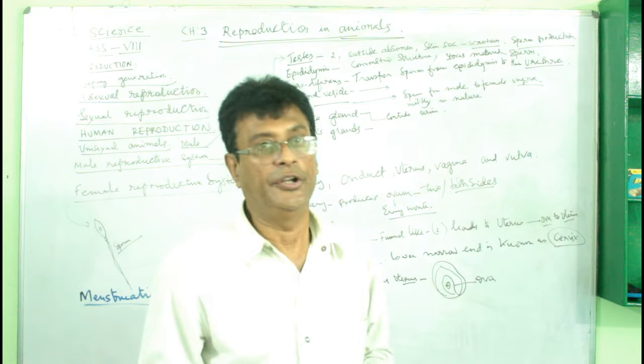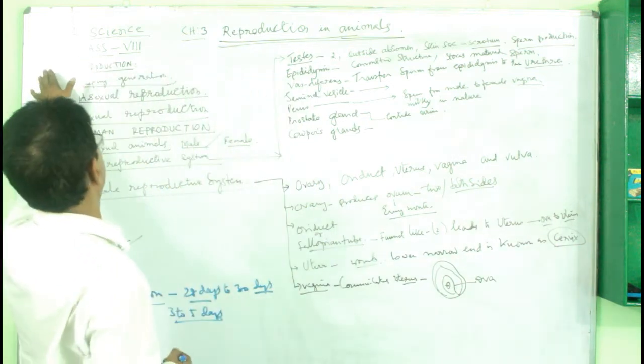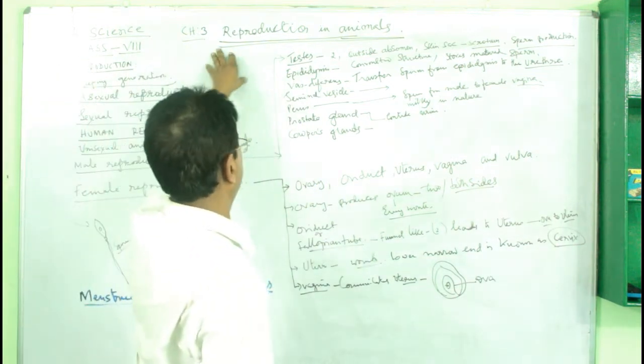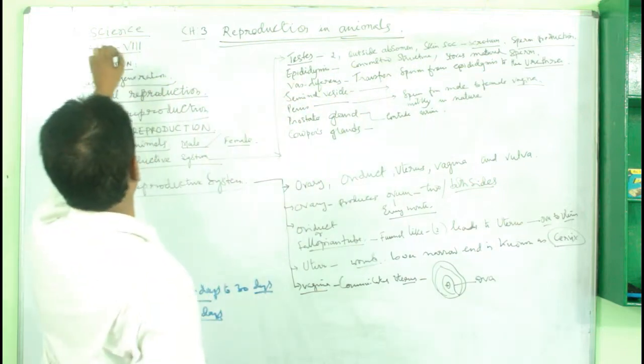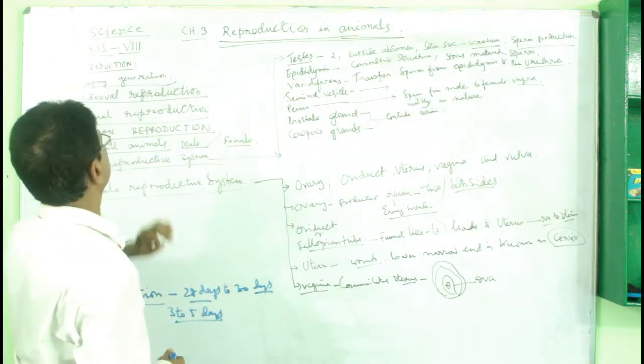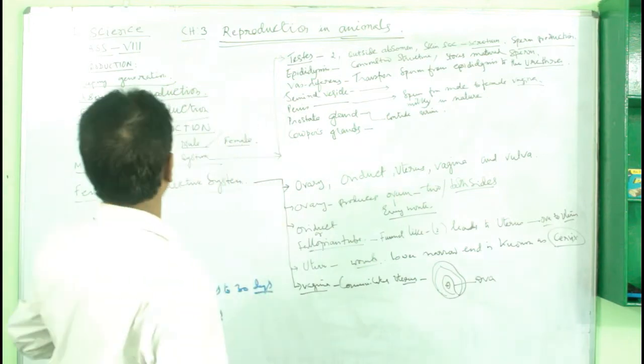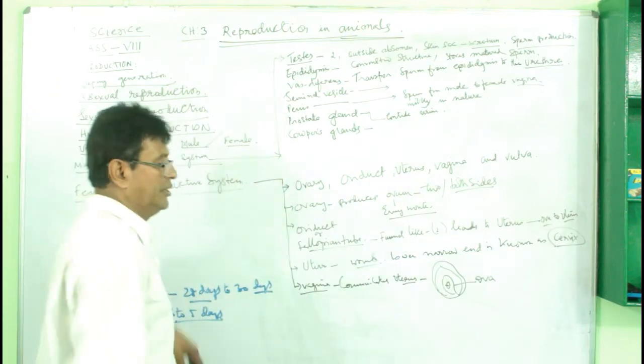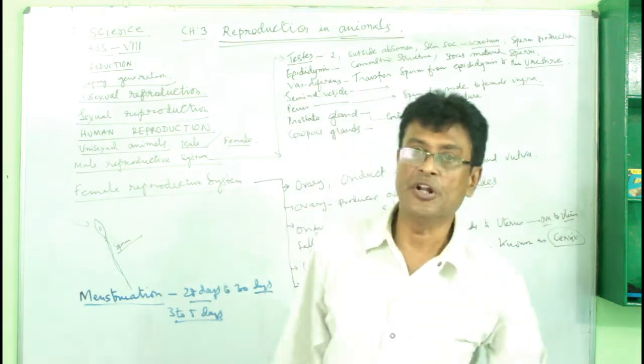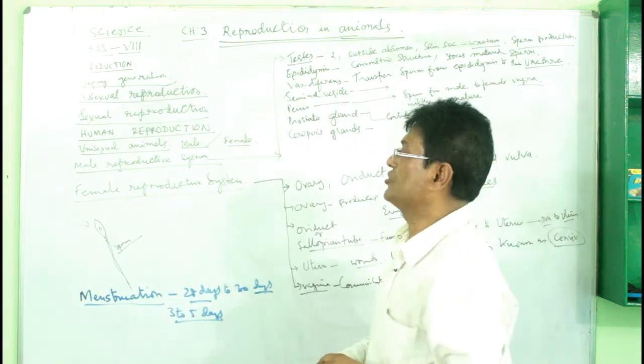Children, here we are to discuss chapter 3, human reproduction, for your class 8 science. It's a part of biology. So we will start with the introduction. Now, what is reproduction, you know? Reproduction is keeping the generation.